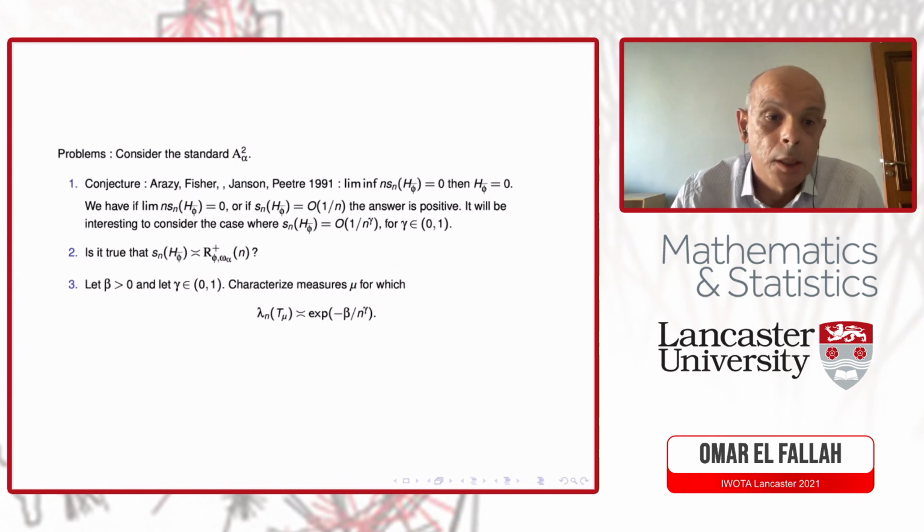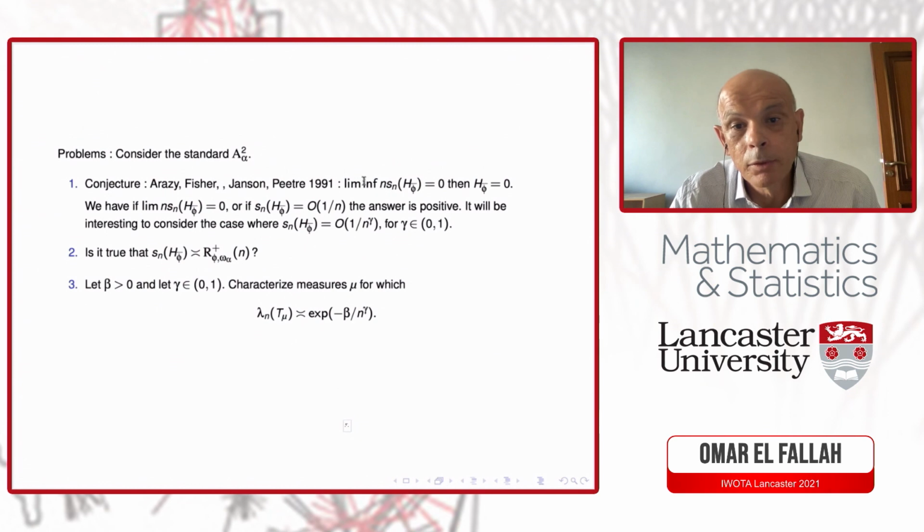To finish, just three problems. The following is a conjecture due to Arazy, Fisher, Janson, and Peetre, 1991. They assert that if the limit equals zero, here we are in the standard Bergman space, then H_{\bar{\phi}} is zero. If the limit equals zero, or if s_n(H_{\bar{\phi}}) is big O of 1 over n, the answer is positive.